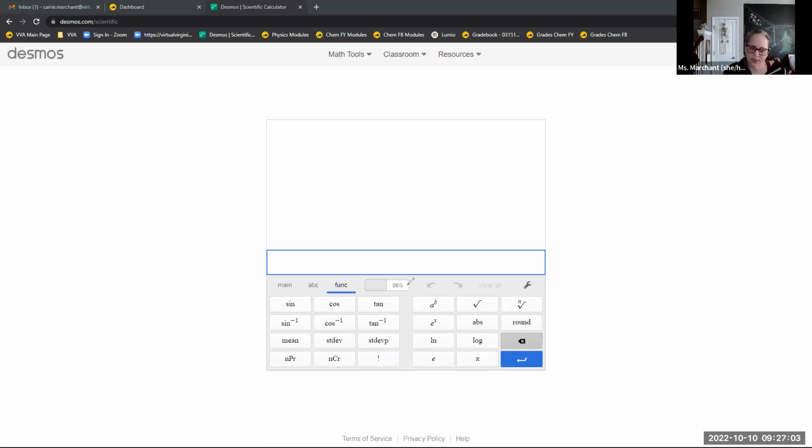The other reason why I say scientific is because scientific defaults to degrees, whereas the graphing calculator defaults to radians. And most of the time we're going to be using degrees.